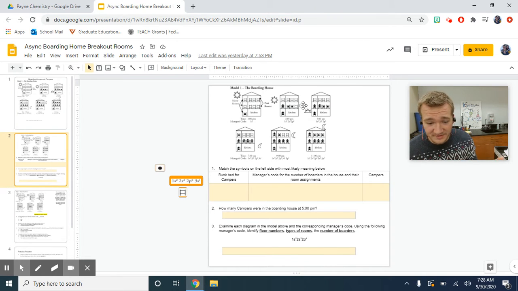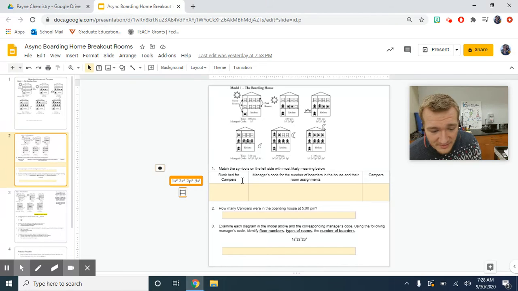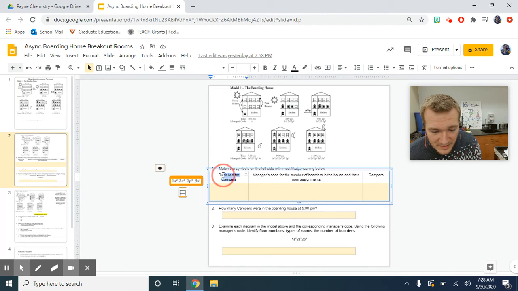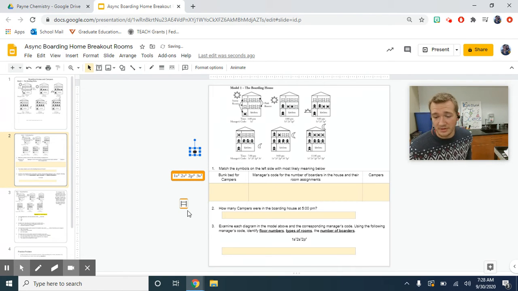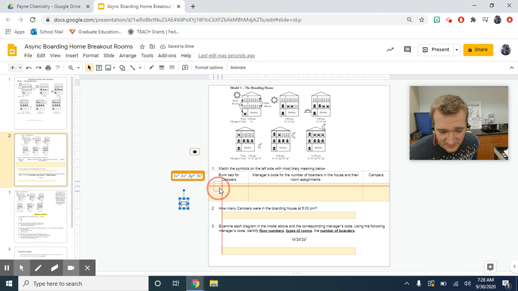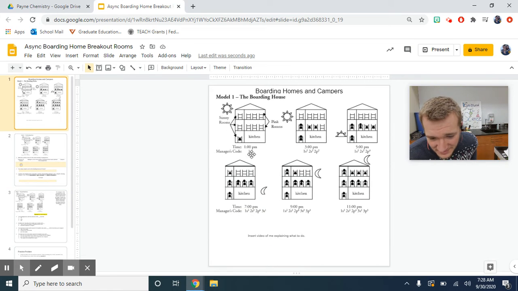If we go to our second slide, this is the same picture. If you can't read it, you can either enlarge it or flip back over here and look at this one. It asks which of these images represents the bunk bed for the campers. Well, it would be this. That's easy enough. We just click and drag that in there, and you do the same thing for these ones. If you have any questions, look back at this model because it tells you.